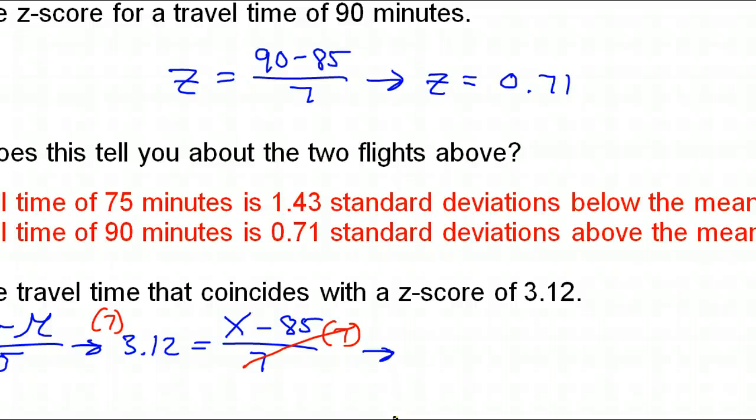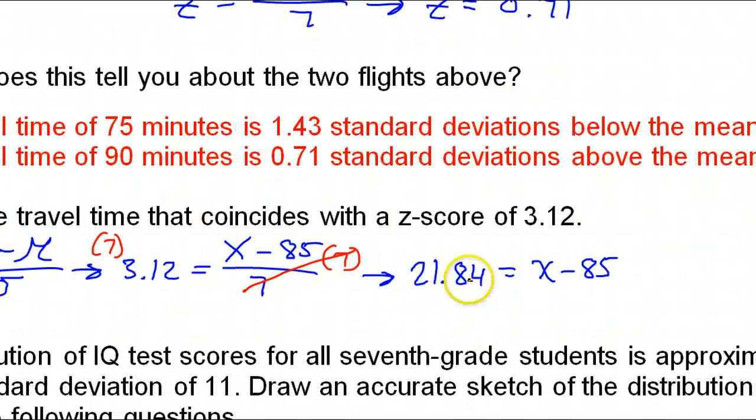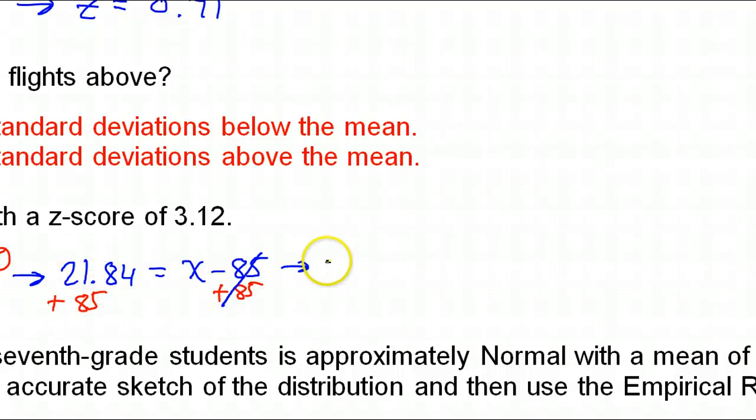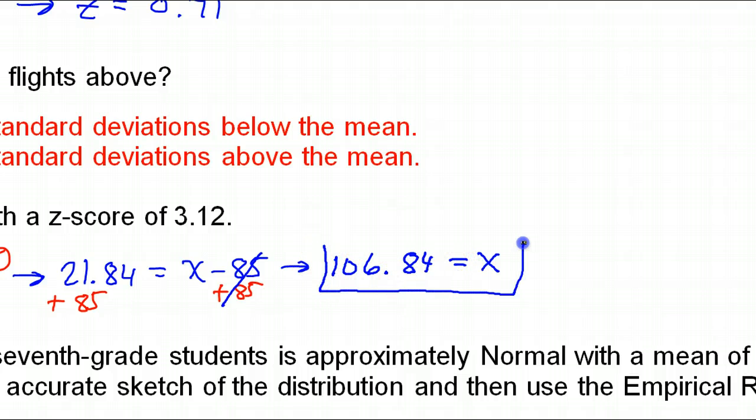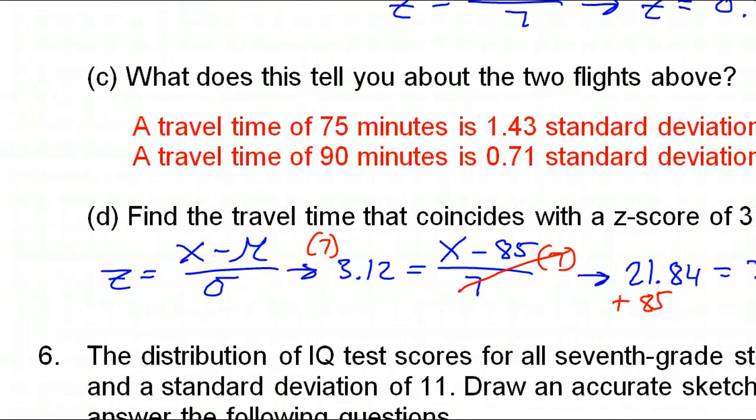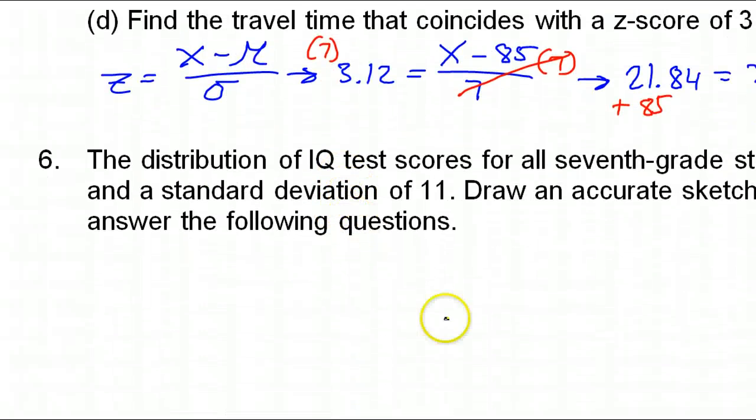Okay, 7 times 3.12 is 21.84. So you get 21.84 equals x minus 85, and then there's nothing to do but add 85 to both sides. That's going to give us 106.84 equals x. So this is the travel time that would correspond with a z-score of 3.12. Alright, what's next? Number 6.